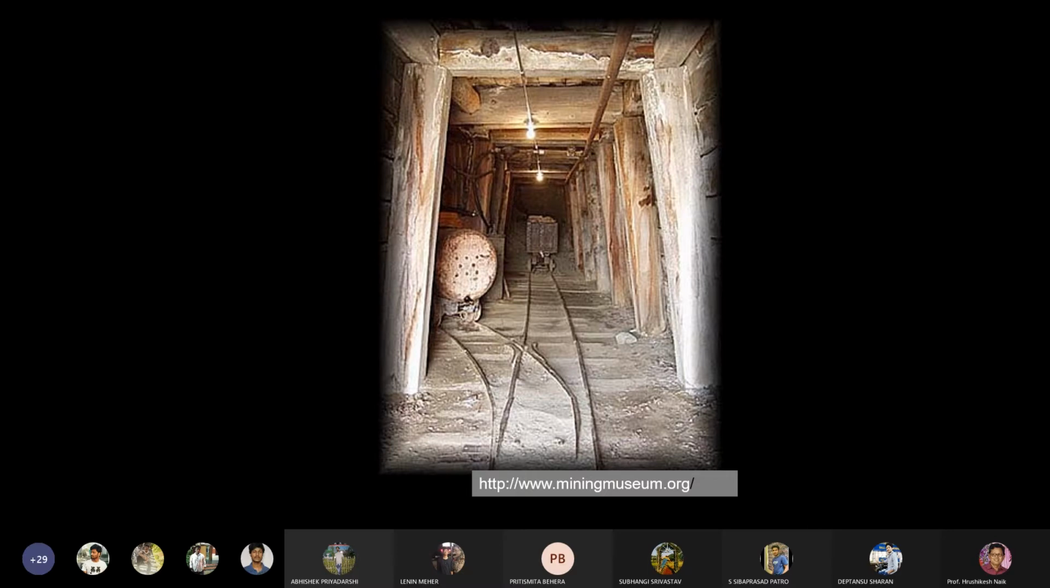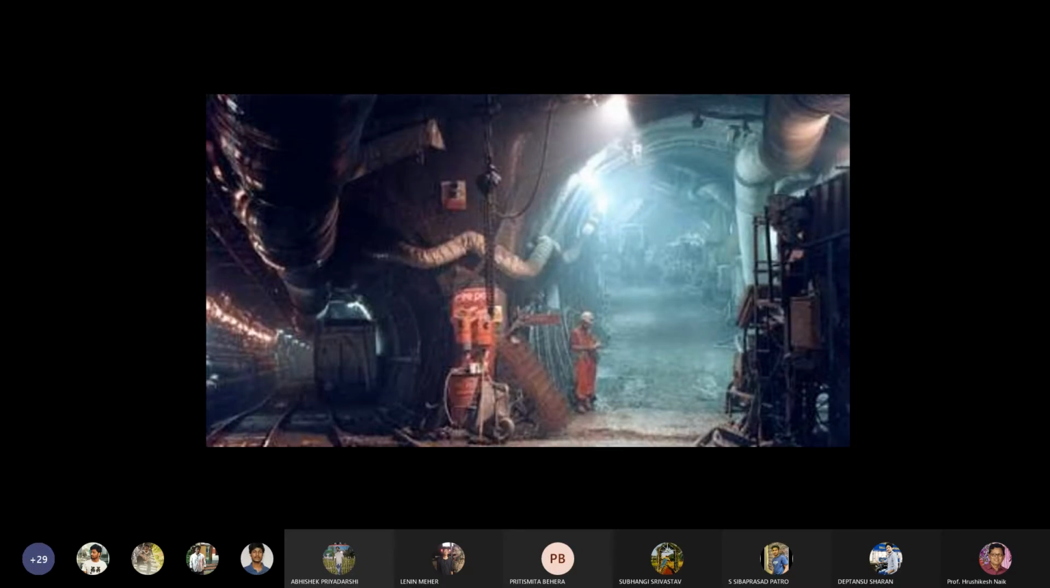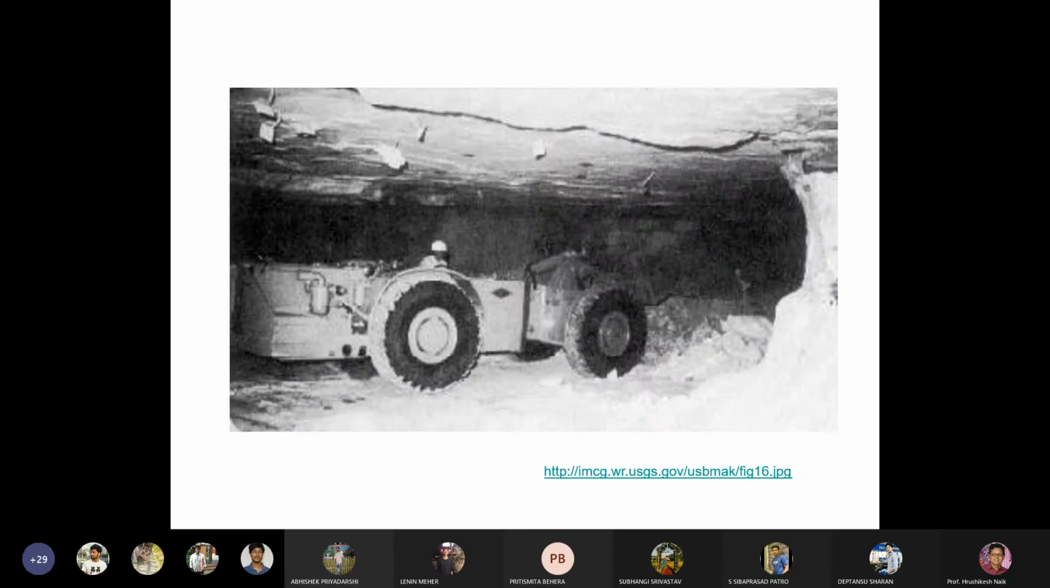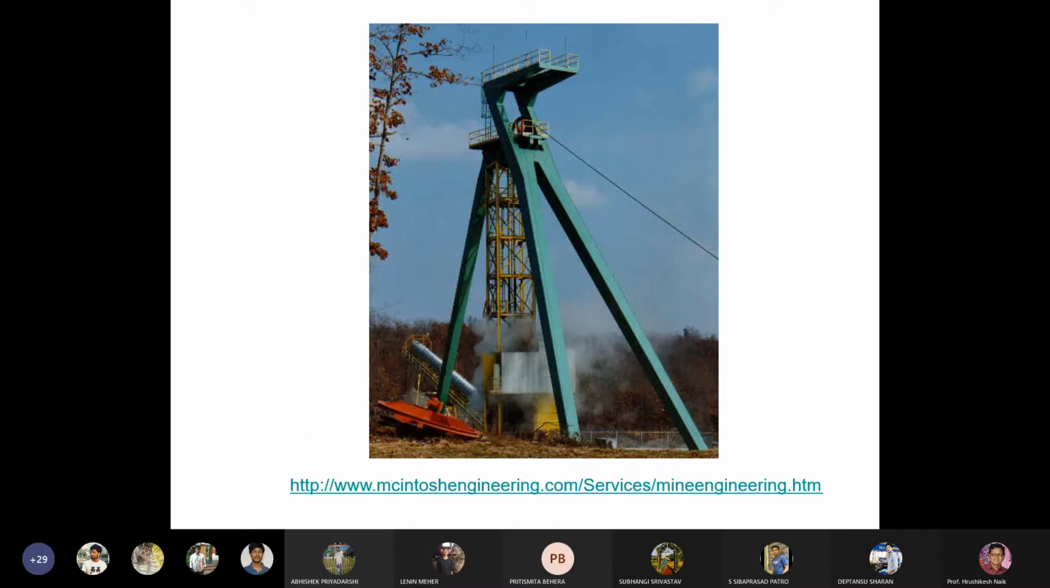So this is underground mining again. I am just showing the view of an underground mine. This is a loader in the underground mine. This is a loading machine in the underground mine. These are shaft structures in underground mining.